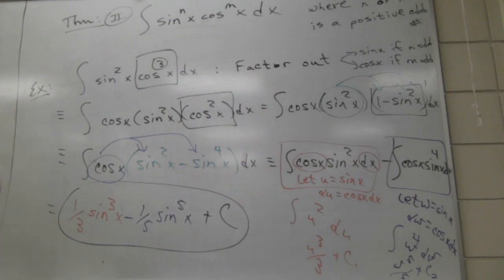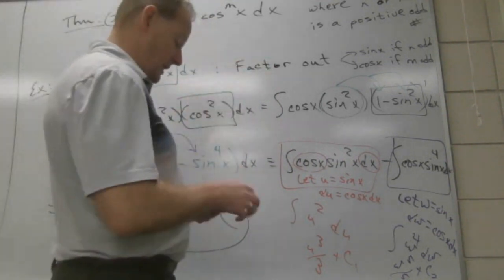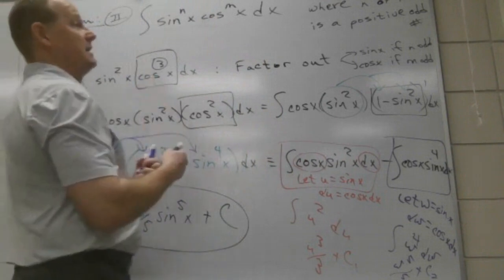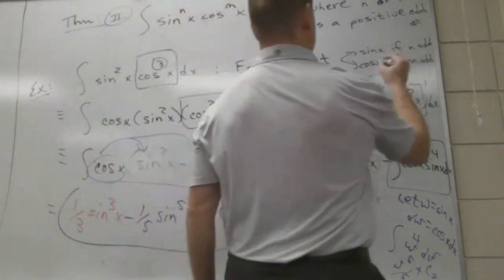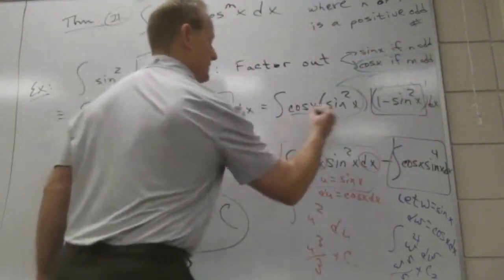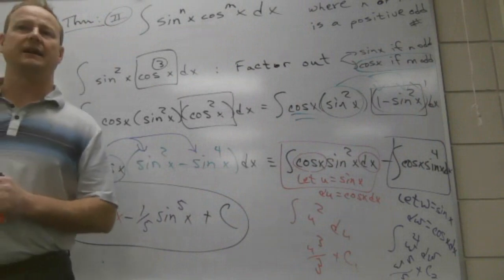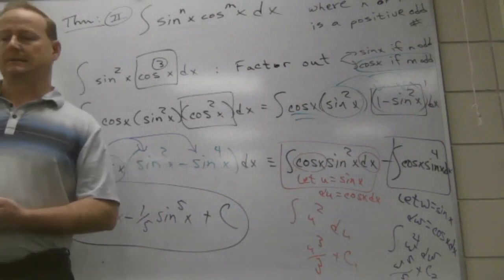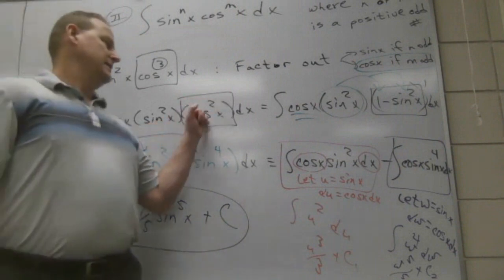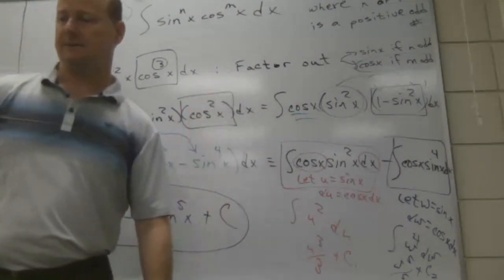So we've got a couple of things. Which one did we do here? For this particular problem, cosine had the odd power, so we factored out a cosine x, right? So whatever one is odd, factor that one out. If they're both odd, dealer's choice. Okay, and then work with the other one, reduce it down, like cosine squared to whatever power is left.